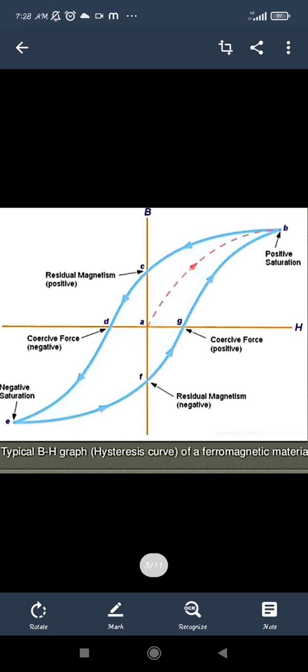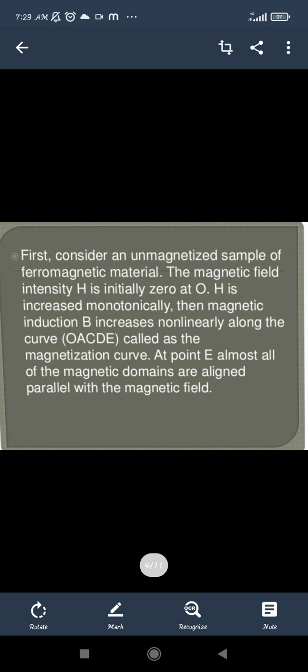So the curve which we got, the complete loop which we are getting here for a ferromagnetic sample, is said to be the hysteresis loop. The lagging of the magnetic induction behind the magnetizing field, or after the removal of the magnetizing field, this graph is said to be the hysteresis loop, and the phenomenon is said to be hysteresis. Okay, so what were the topics that we have seen?